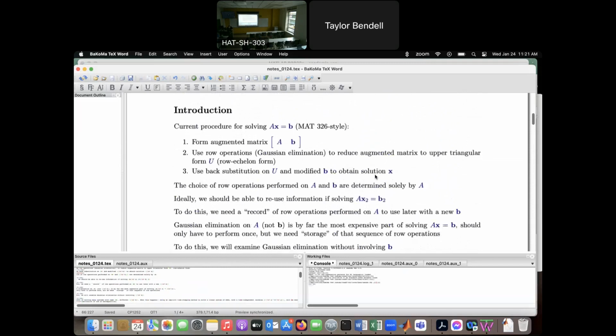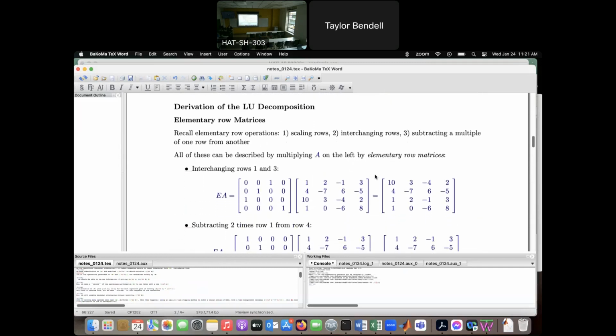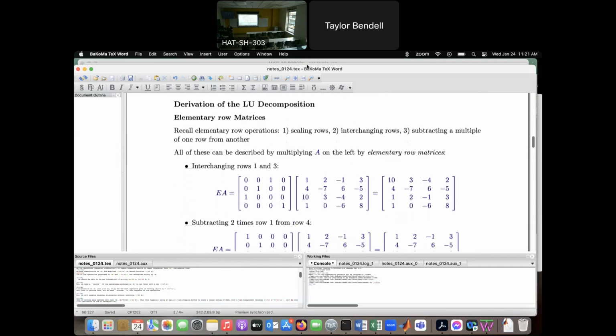Now, where are we at? Okay, so from a situation of just performing elimination on A once, reusing information with whatever right-hand side comes along, this leads to what's called the LU decomposition.